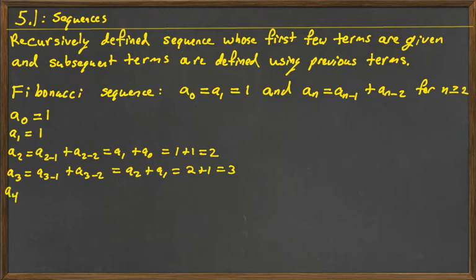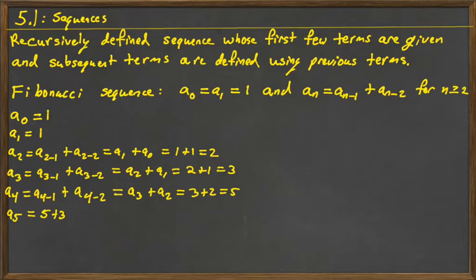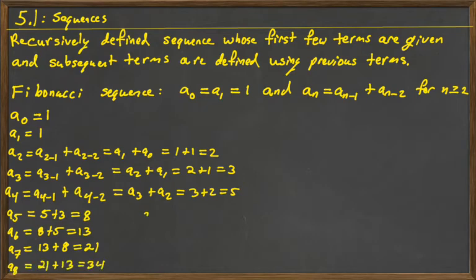The fifth term of the sequence is going to be the sum of the previous two terms, those being a3 plus a2. So it's going to be 3 plus 2, which is 5. The sixth term of the sequence is the previous two terms, 5 plus 3, which is 8. The seventh term is going to be the sum of the previous two terms, so 8 plus 5 is 13. The eighth term of the sequence is going to be 13 plus 8. The ninth term is going to be 21 plus 13. And the 10th term of the sequence is going to be 34 plus 21, or 55.